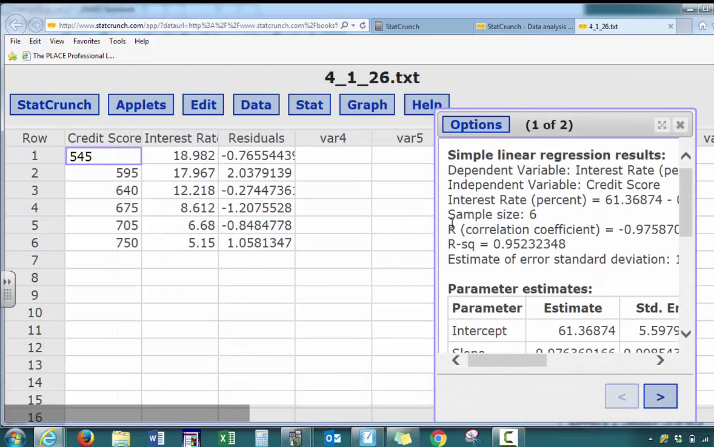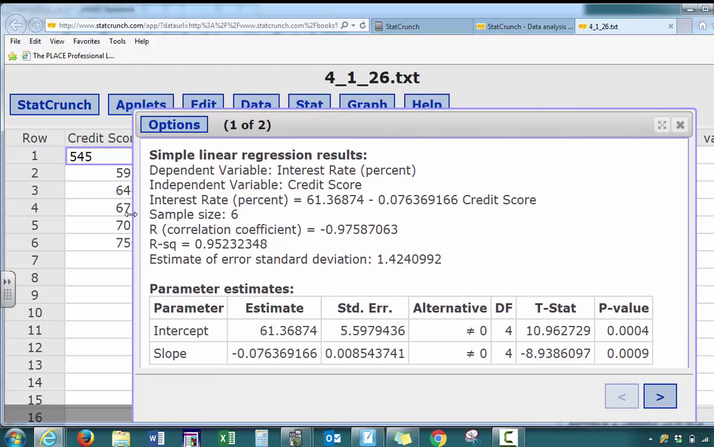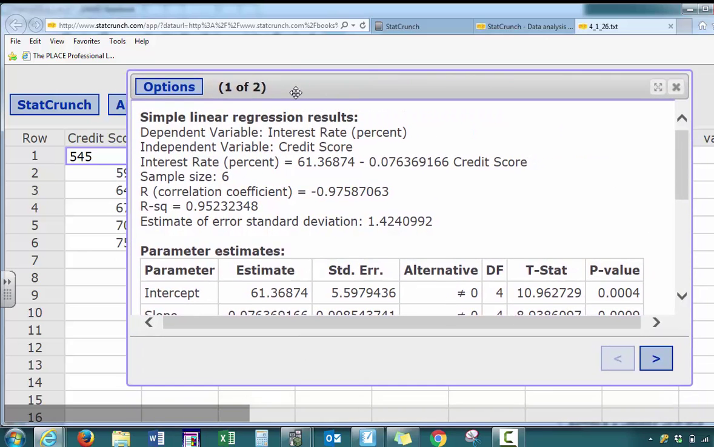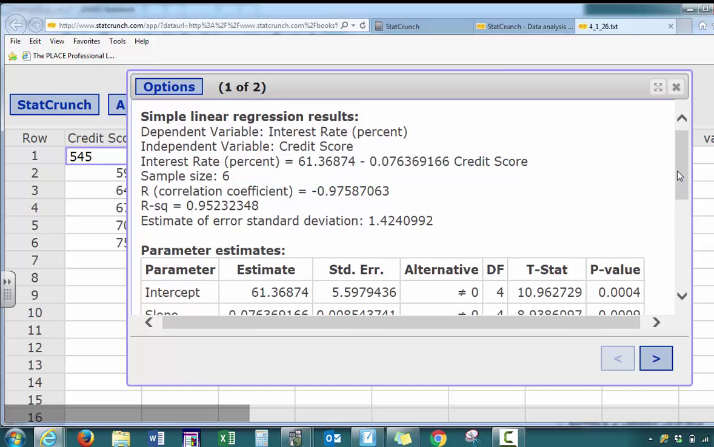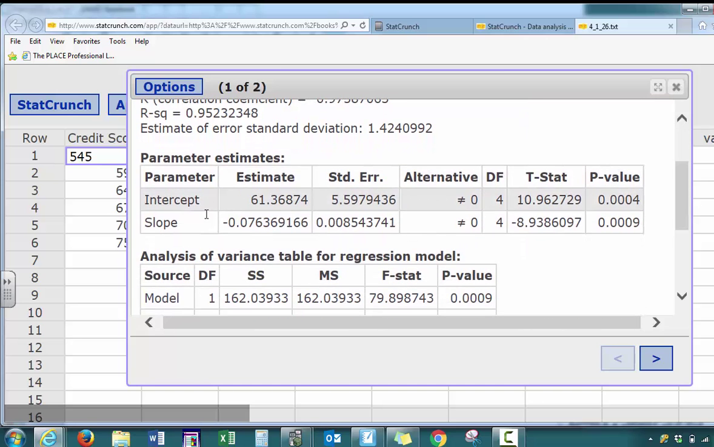So when we compute, you have one or two screens available. At the very top, here is our equation for our best fit line, our least squares regression line. They put everything in terms of what the actual variables mean instead of using the x and y. So our dependent variable, our y, is the interest rate. Our independent variable, the x, is our credit score. We have a sample size of 6. R is our correlation coefficient. Here's our R squared value. And they also have that same information in the table as well.